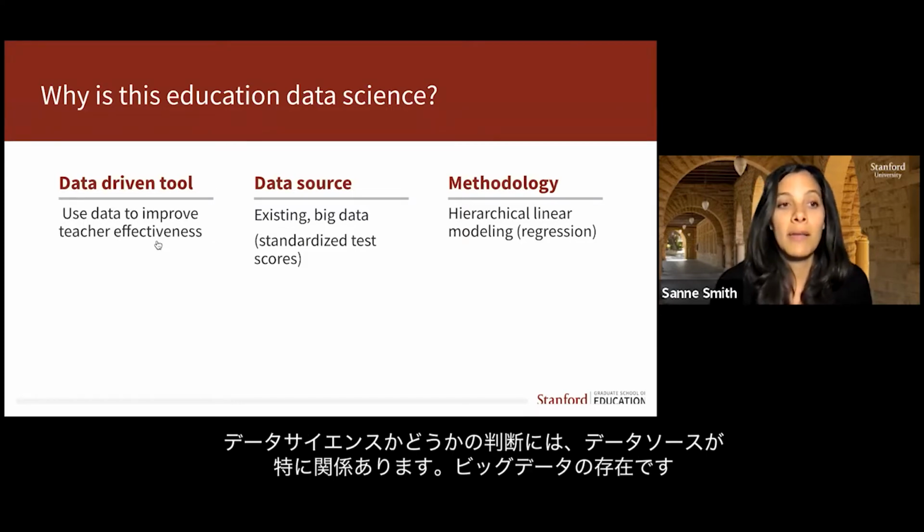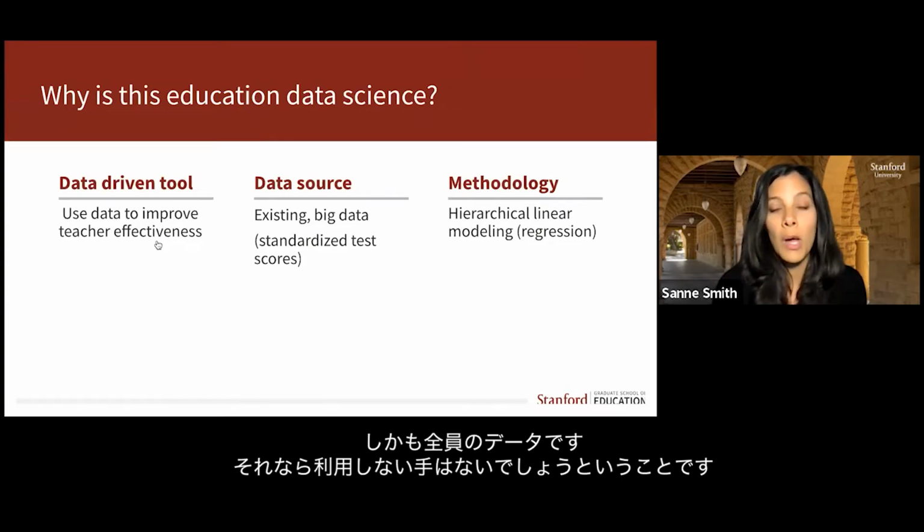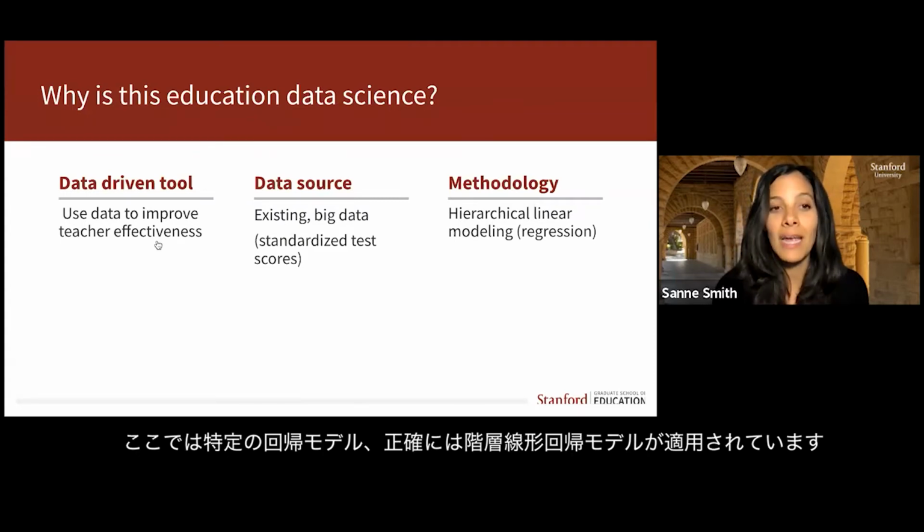The other thing that might make it data science for you is that the data source is quite particular. It's existing big data. So here the idea is people have already been collecting standardized test scores, not necessarily for this type of research or for this goal, but it's there. We have it from everybody, so why not use it? And then the methodology. In this particular video, which you may or may not have recognized based on your familiarity with quantitative methods, a particular regression model is applied, a hierarchical linear regression model to be precise.